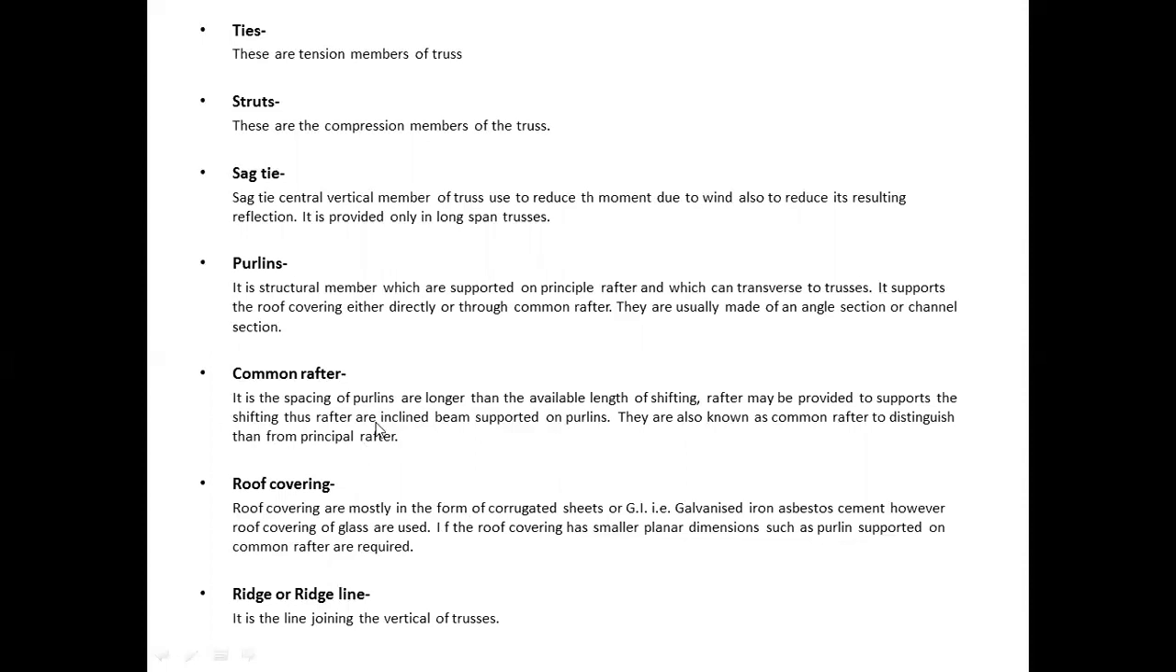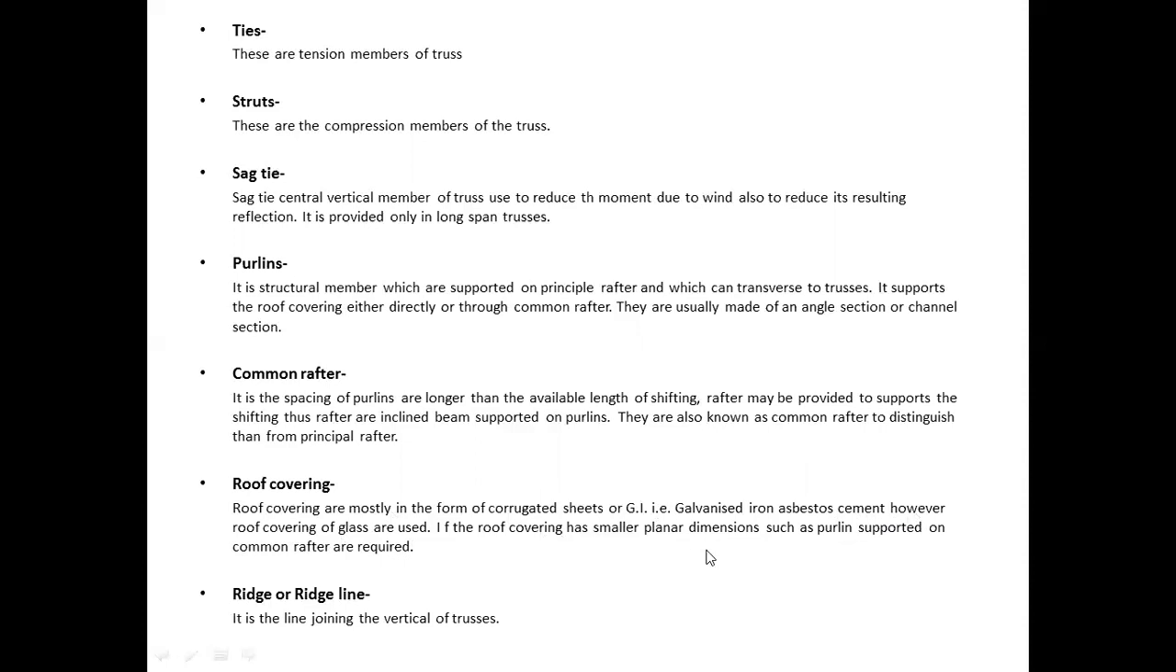common rafter. If the spacing of purlins is longer than the available length of sheeting, rafters may be provided to support the sheeting. Thus, rafters are inclined beams supported on purlins. They are also known as common rafters to distinguish them from principal rafters. Okay. Roof covering. Roof coverings are mostly in the form of corrugated sheets or GI, galvanized iron, asbestos, cement. However, roof coverings of glass are also used.